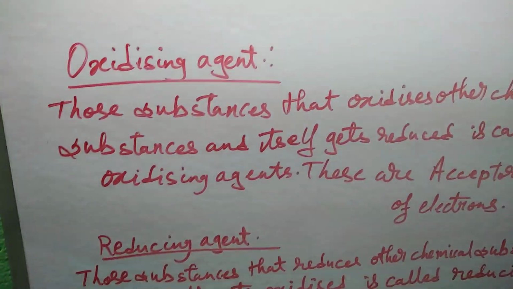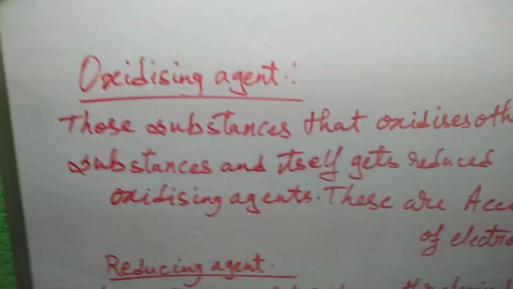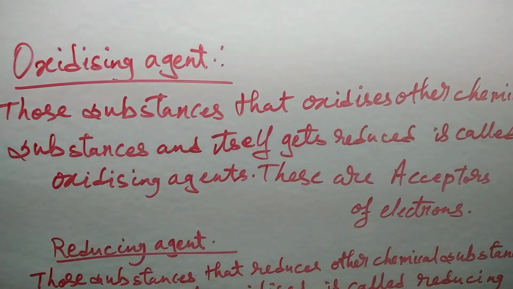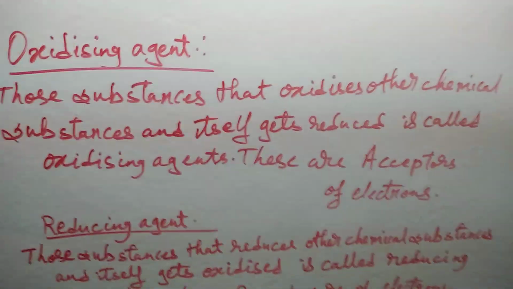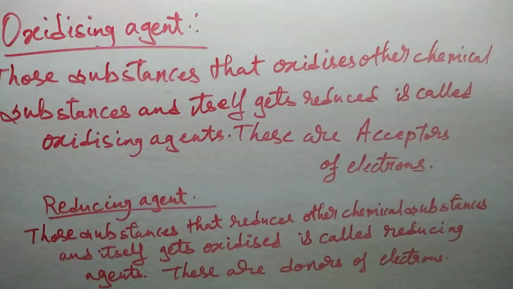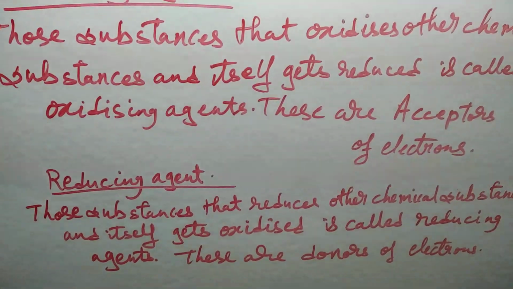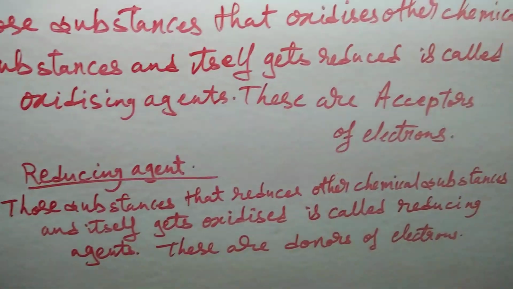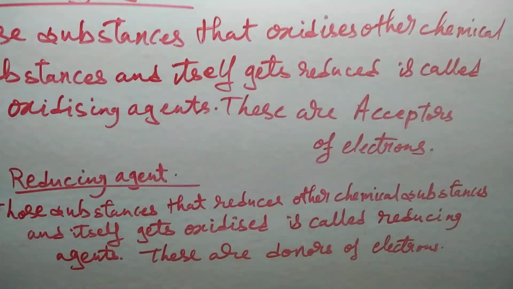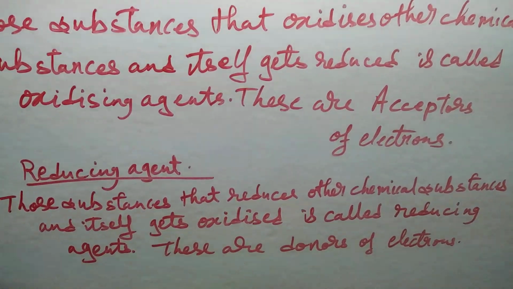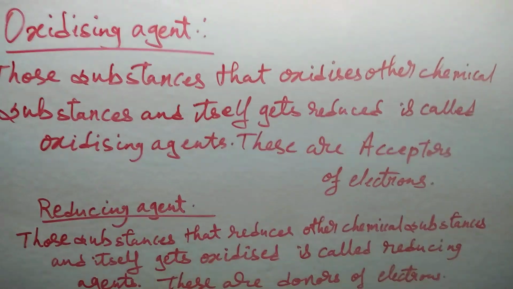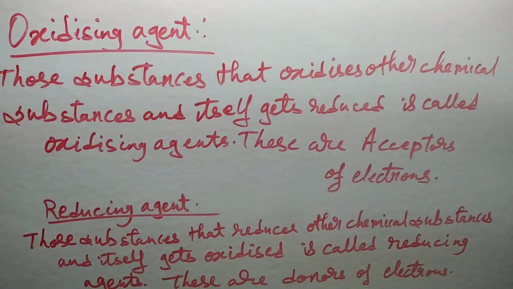Now see students, oxidizing agents are those substances that oxidize other chemical substances and themselves get reduced. These are acceptors of electrons. And reducing agents are those substances that reduce other chemical substances and themselves get oxidized. These are donors of electrons. Now with the help of examples, let's understand this.